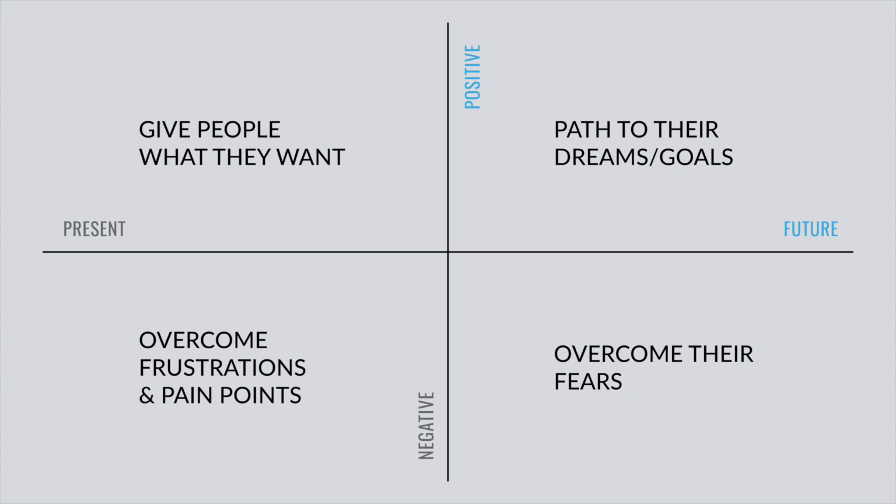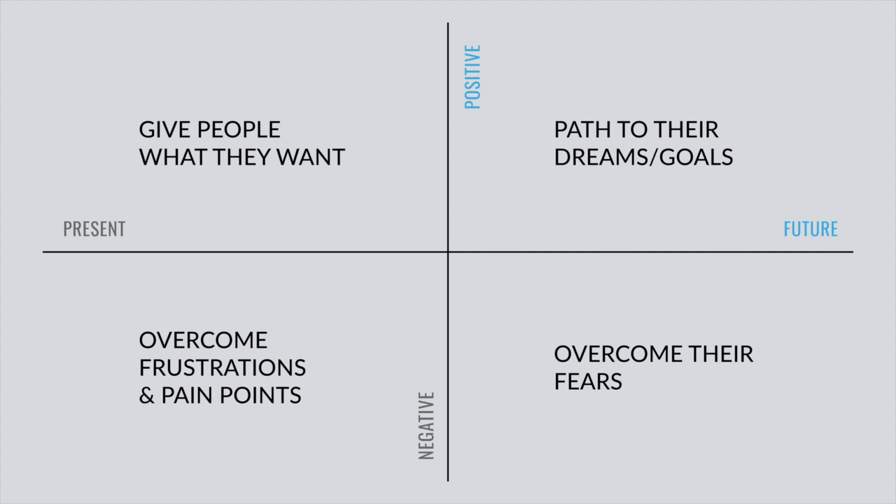So people are going to either move away from pain that they're experiencing, or they're going to move towards a future result that seems favorable or promising. So on this graph right here, we have on the left, we have the present, so where people are currently at. On the bottom, we have negative, right? We have positive on the top and future on the right.